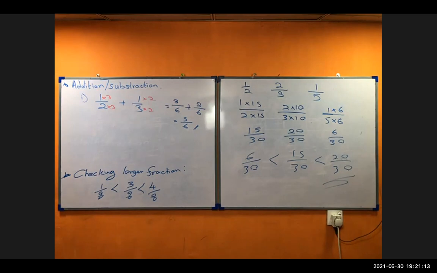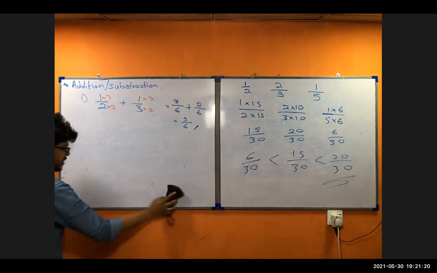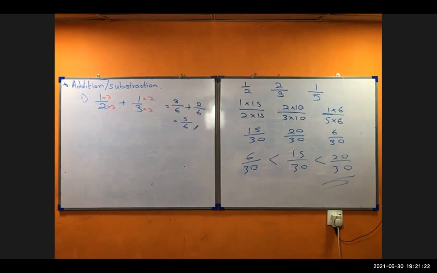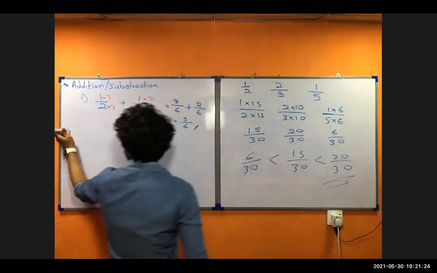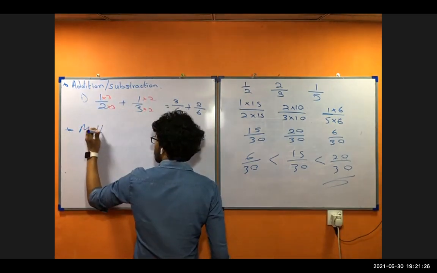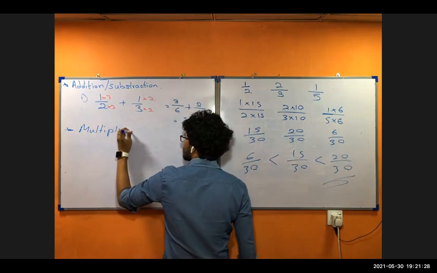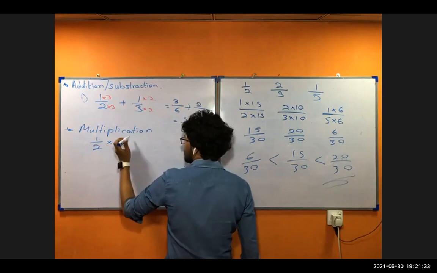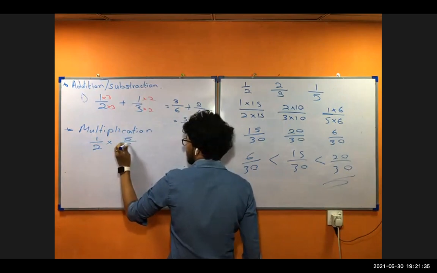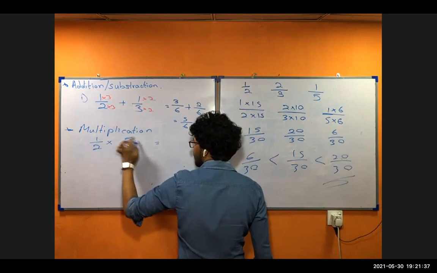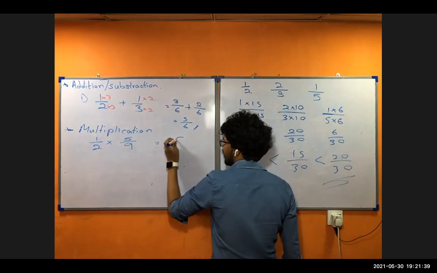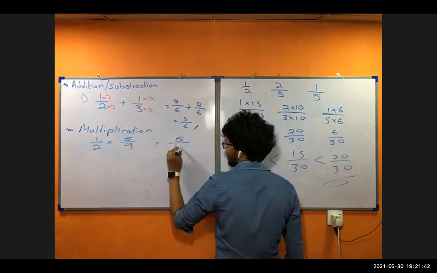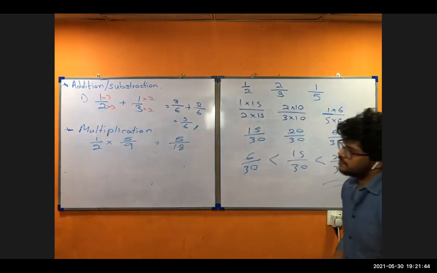And for multiplication, it does not matter. For multiplication, you will multiply the numerators separately and the denominators separately. For example, if you have multiplication, you can write half times, let's say, 5/9. So you will multiply the numerators, 1 times 5 is 5, and the denominators, 2 times 9 is 18.